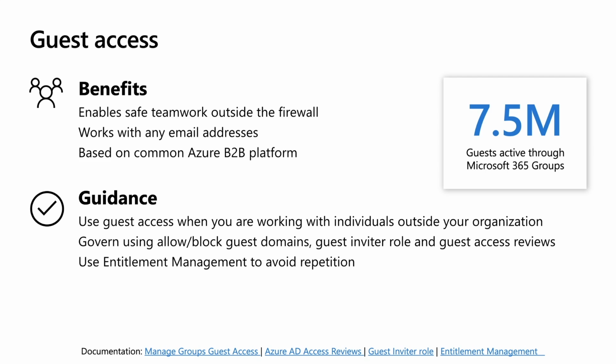You can use access reviews to specify an expiry date on guests. Finally, with entitlement management, you can create and share access packages with other organizations and help them onboard new joinees quickly. So using these guest access tools, you can collaborate with users outside your organization in a secure and easy way. You can find more details about the feature in the links below.